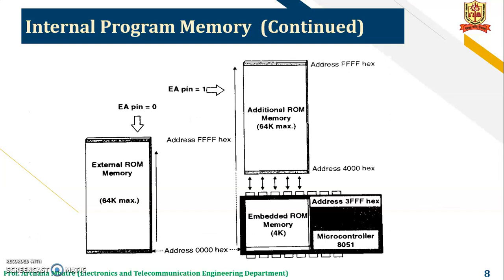In this figure you can see that when EA bar is 1, then it is the internal memory, and when EA bar is 0, then it is the external memory. The 8051 will fetch the code from external program memory, which is maximum 64 KB, and this is the ROM memory. Internal ROM memory is 4 KB and it is expandable up to 64 KB.